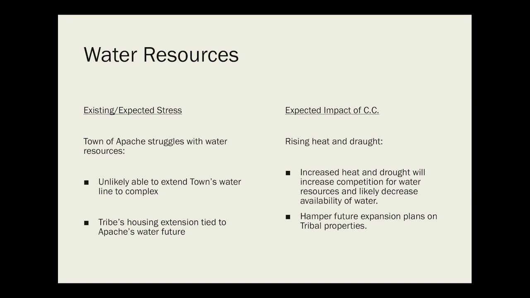In addition, the town of Apache, to the south of the main tribal complex, also struggles with water resources. This impacts both the tribe's ability to tie into the town's water system, but also impacts the housing extension that is located immediately adjacent to the town. Increasing drought conditions may exacerbate all of these existing conditions and increase demand on the tribe for tribal services by tribal citizens.